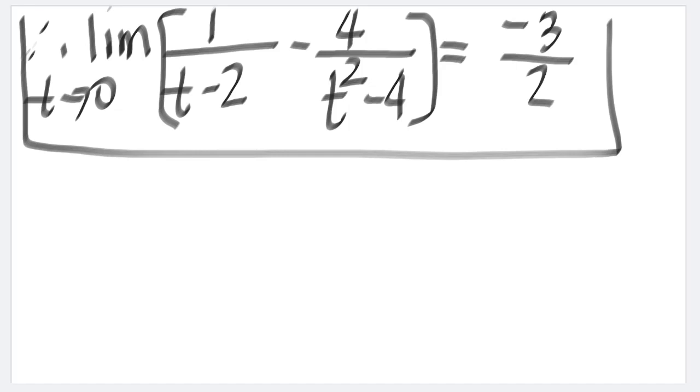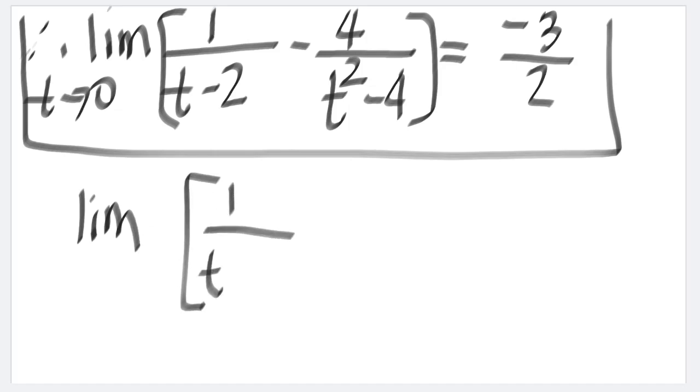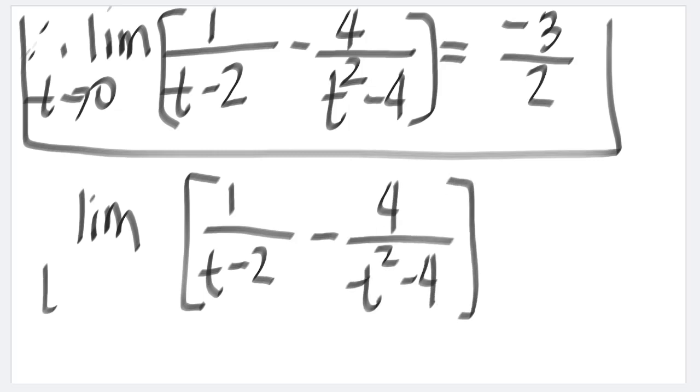Now, what if we try to evaluate the limit of this function as t approaches 2? So, the limit of 1 over t minus 2 minus 4 all over t squared minus 4 as t approaches 2.